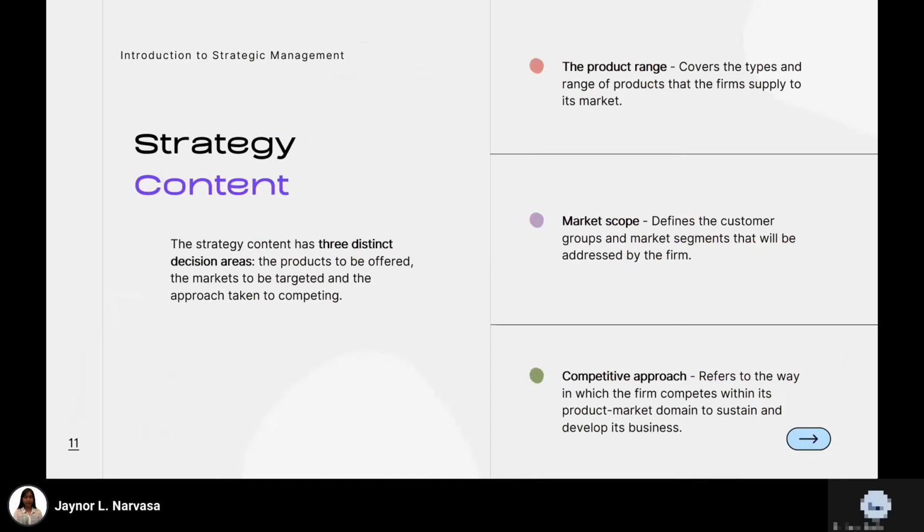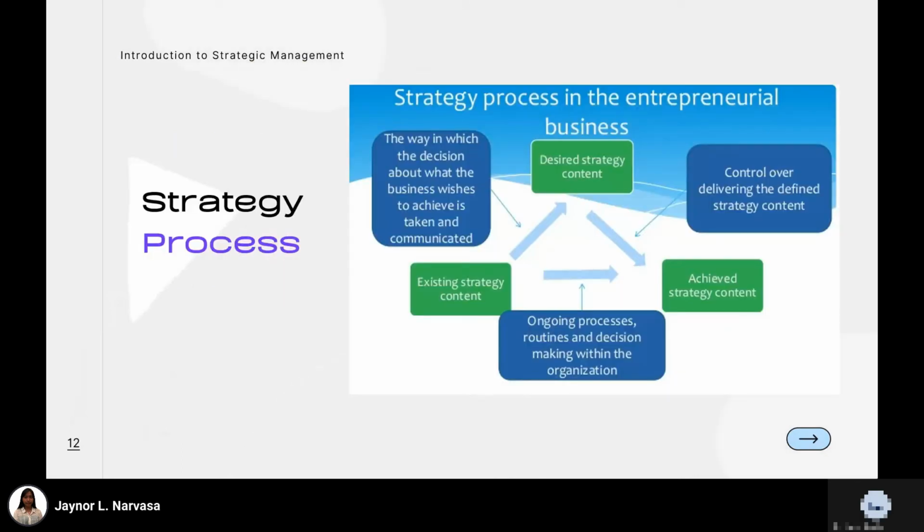Decisions about strategy content must be made in the light of understanding of external conditions and internal concerns, which was discussed earlier. In the strategy process, there are three different sets of strategy content: the existing strategy content, the desired strategy content, and the achieved strategy content. First, we shall tackle the link between existing strategy content and the strategy content achieved in the future. The way in which the business modifies its range of products, changes its customer base, and develops its competitive approach will be the results of a series of ongoing decisions and actions taken by the people who make up the organization.